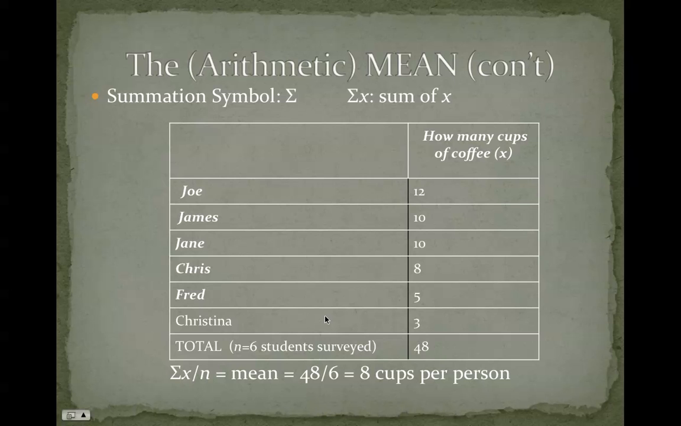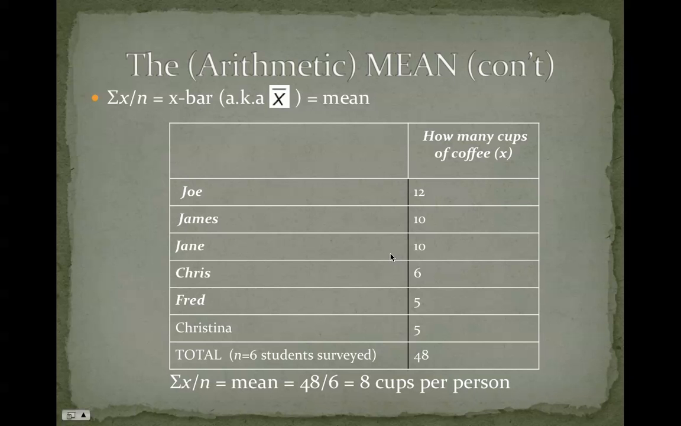And we also have the total sample size, and that's n. We've already introduced the n, the number of people. And the statistical equation written out for the mean or the average is simply the sum of x divided by n. So the sum of this column, which is 48, so the sum of x divided by n, which is 6, equals the mean, or 48 divided by 6, which gives us 8 cups of coffee per person.